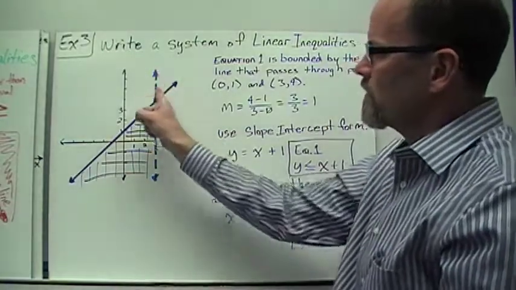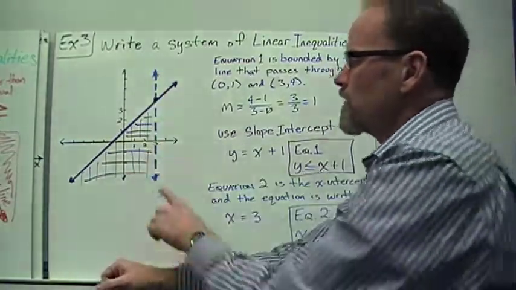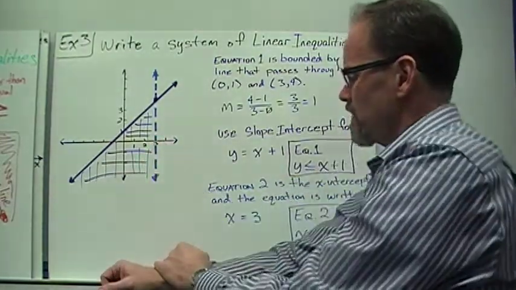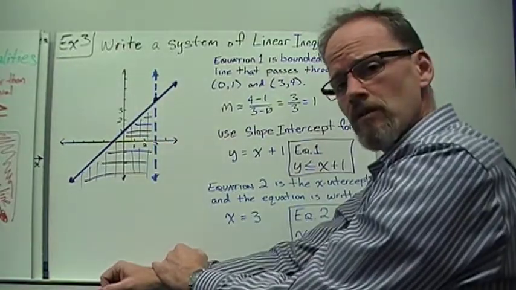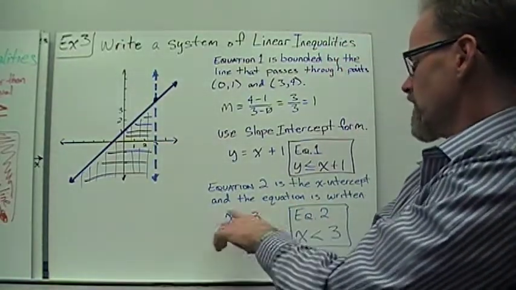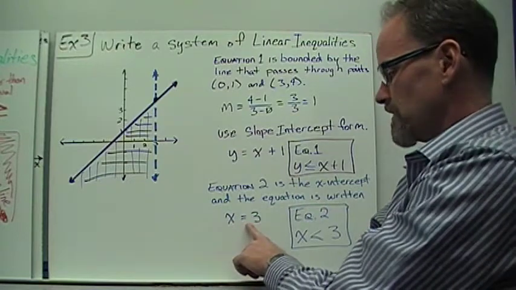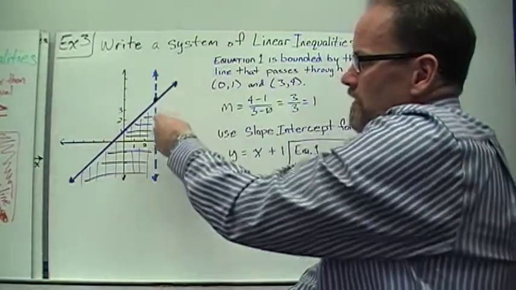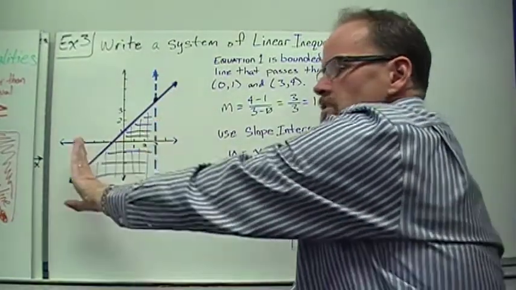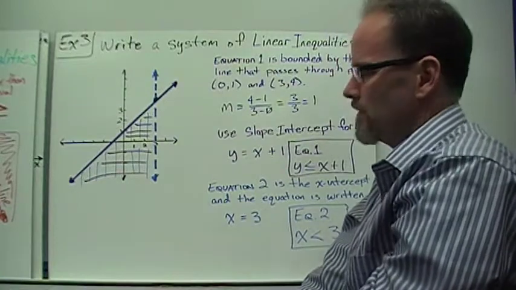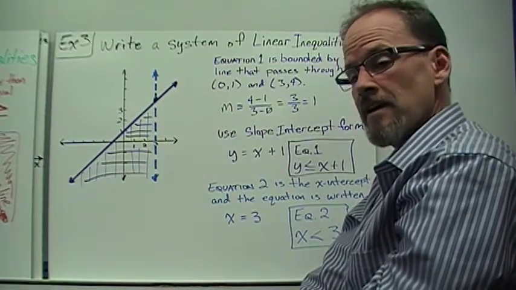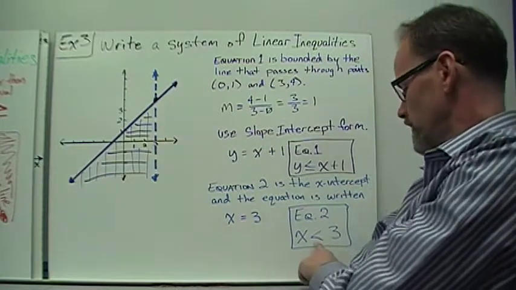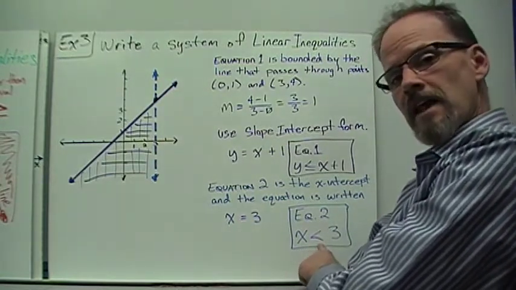The second inequality here, I'm looking at x is 3. X-intercept right there. And I can use the x-intercept to help me write the other equation. The equation would just be written x equals 3. Well, they are telling me that this is a dotted line and everything got shaded to the left. Left, less than. So we're going to convert the equal sign to the new symbol here. X is less than 3.